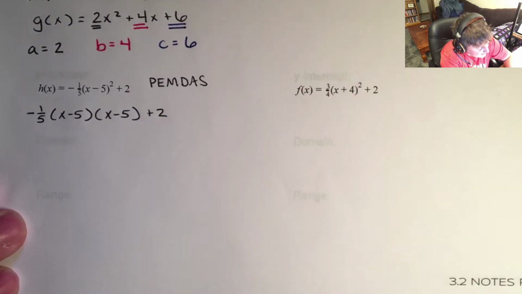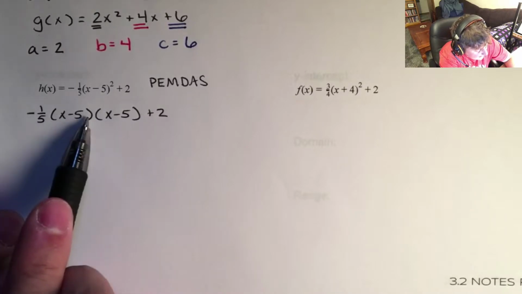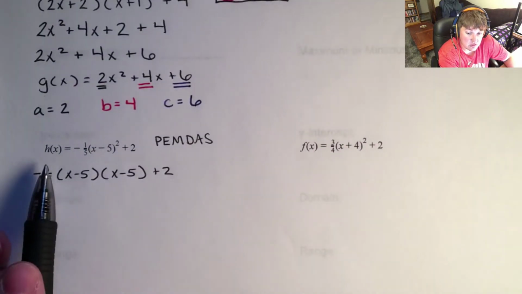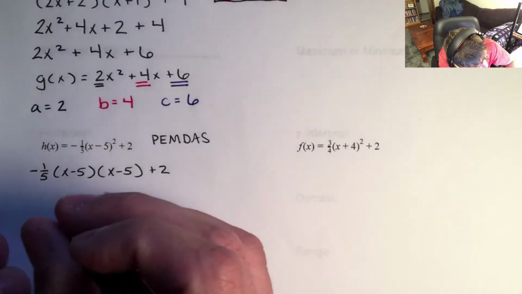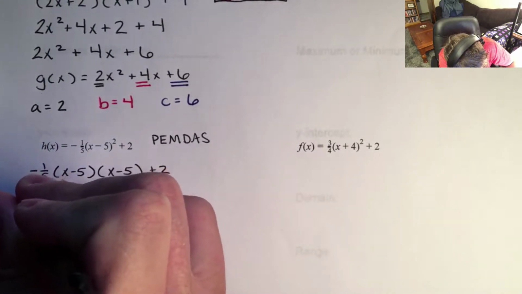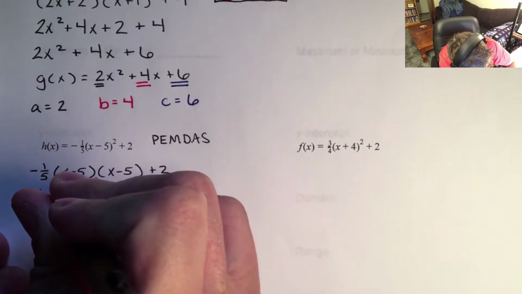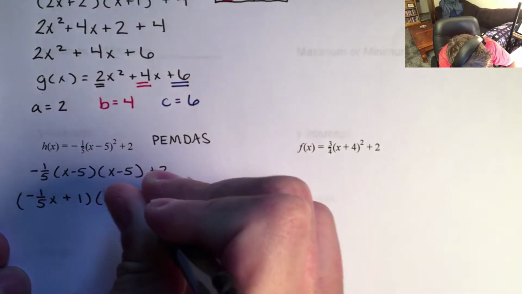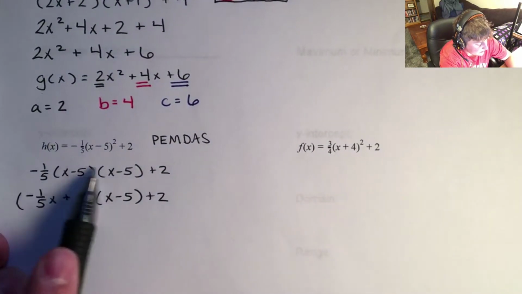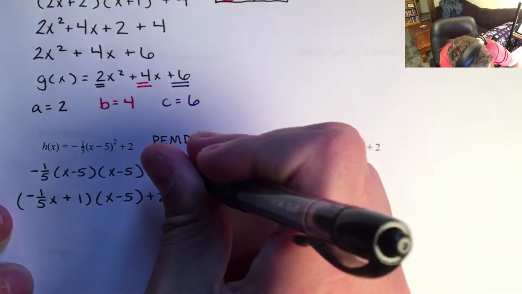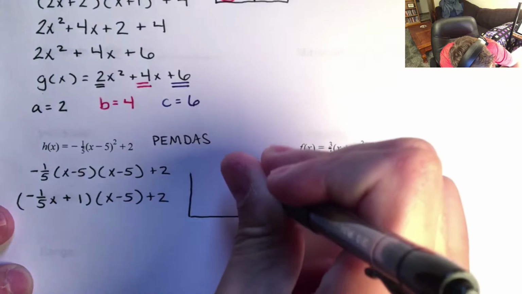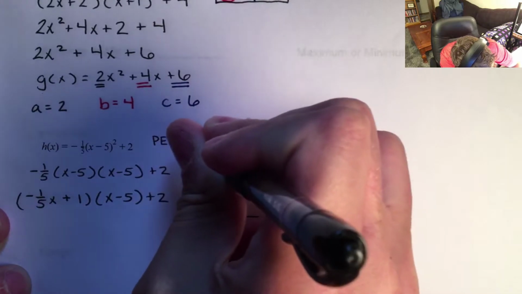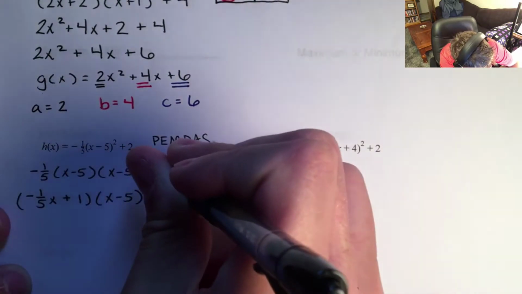Now for this particular one, we can distribute the negative 1/5. If this was just a negative sign, like you might see here, this would be distributing negative 1. So here I'm going to distribute, so I get negative 1/5 x plus 1 times x minus 5. So this is me distributing, and then next I need to multiply these parts together. Set up my box. I'm going to have negative 1/5 x, and then plus 1 here, and then x minus 5.